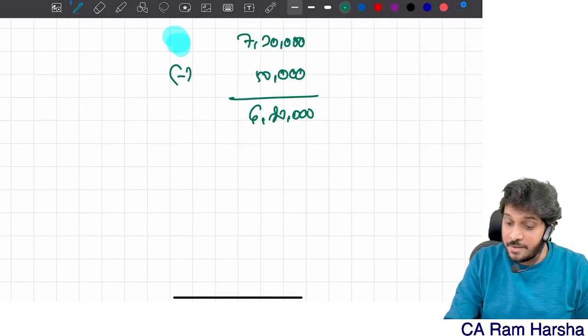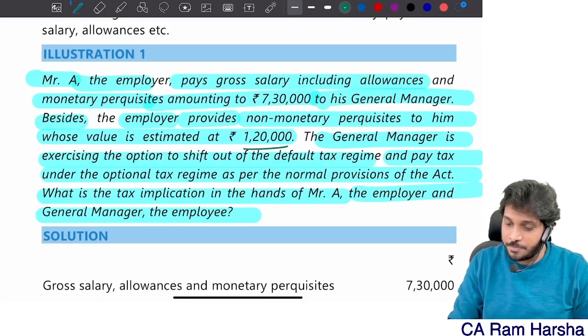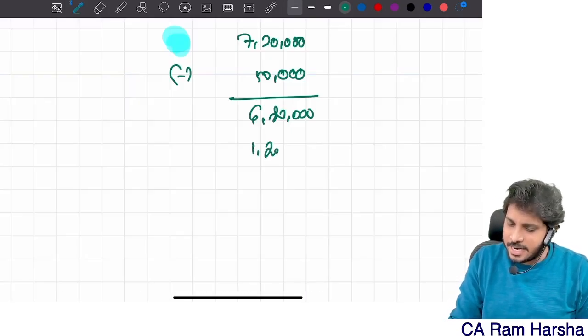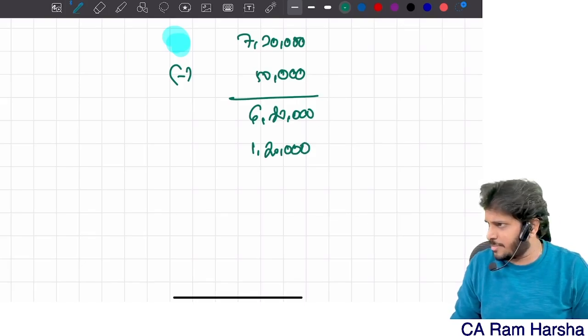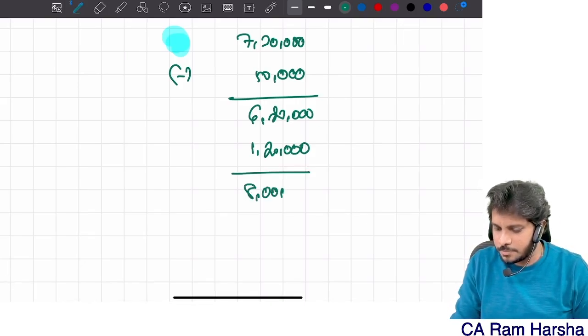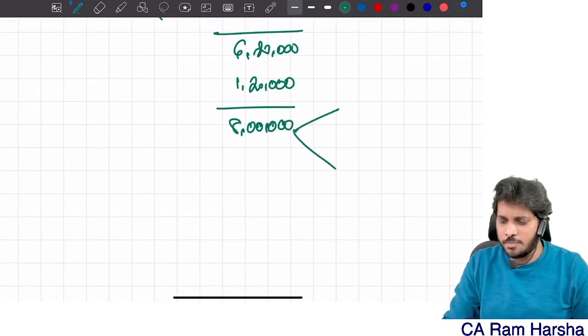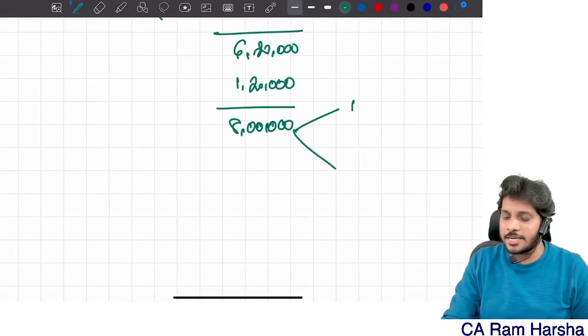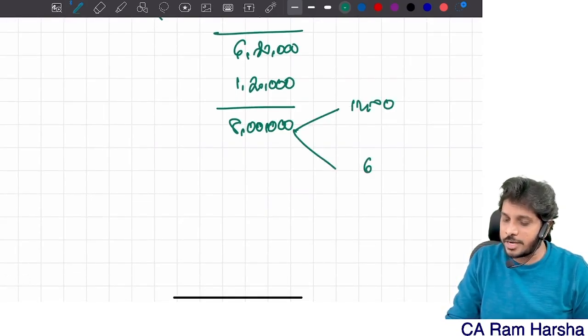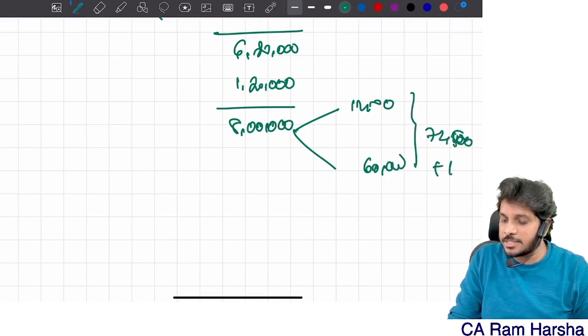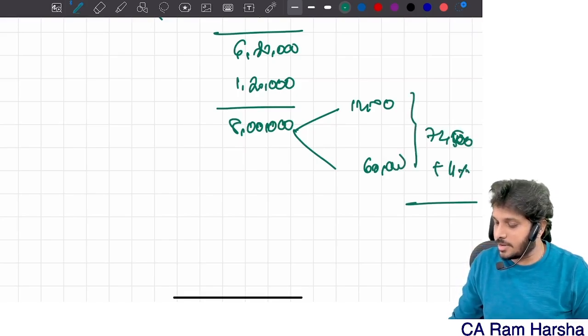Now, what is the benefit of non-monetary perquisite he is getting? Let's add it, as it's a benefit to him, right? It's an income for him technically. What is the total income? Normal tax regime, age is not given, we assume a normal citizen. How much is the tax liability? Up to 5 lakhs, 12,500. 3 lakh into 20%, 60,000. Total 72,500 plus 4%, how much is it?